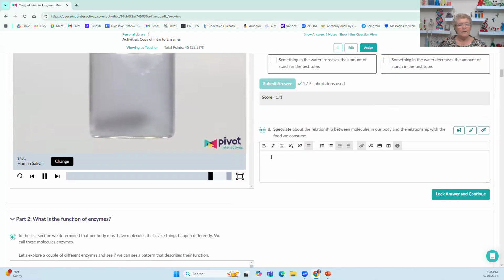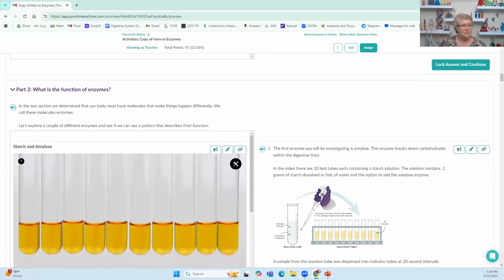Now, there's a text box here: speculate about the relationship between molecules in our body and the food we consume. If this was assigned, you would type in what you think about the relationship between the molecules in our body and the food that we eat. All right, now we would move on to part 2. You need to hit lock and continue first to open up part 2. Again, for this one, we're not being graded, so you don't have to complete that last box.